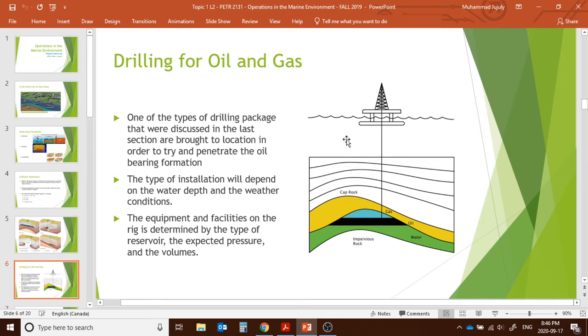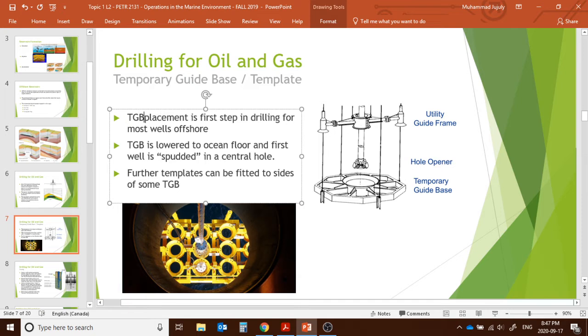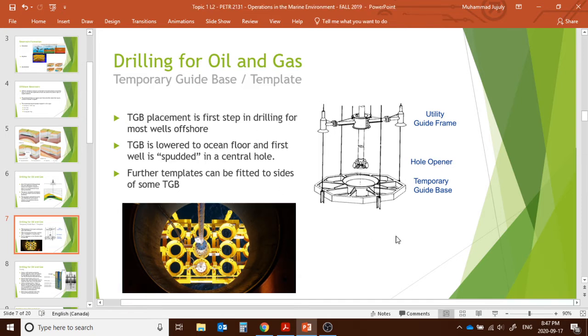Now this drilling package is equipped with a rig, and this rig is determined by the type of reservoir and the expected pressure and volumes. So you can see the options. This is a temporary guide base at first, TGB. I think there is a mistake in here, it would be TGB. So the temporary guide base placement is the first step in the drilling.